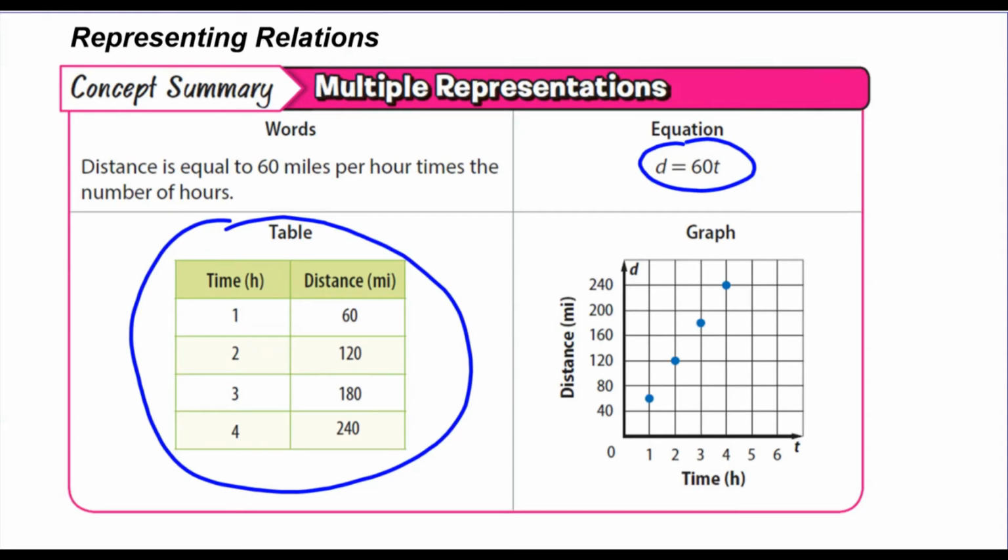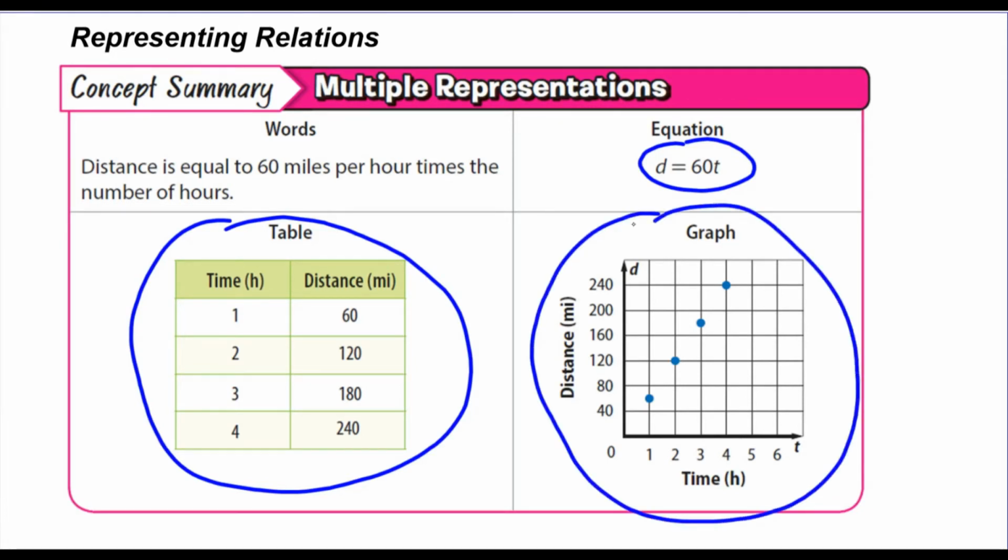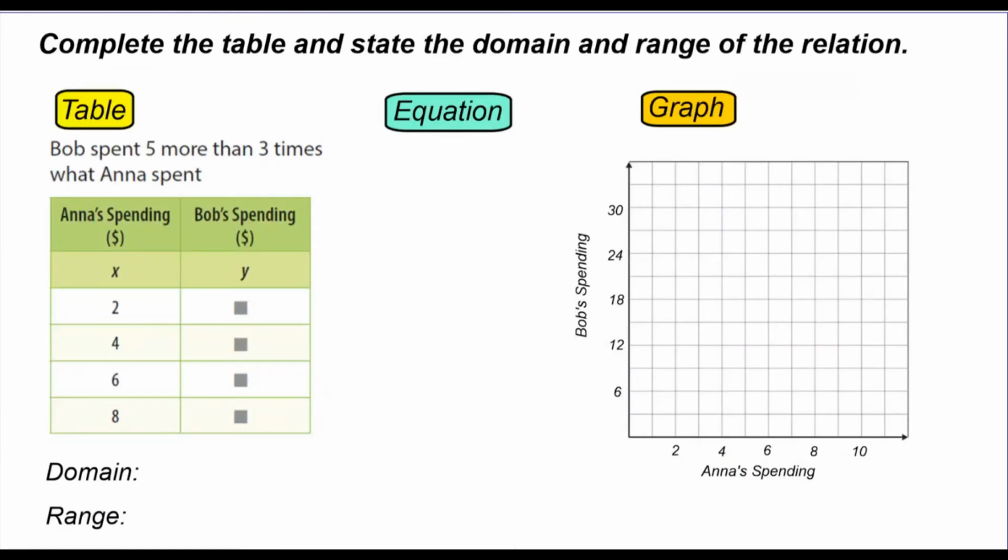If I travel for 1 hour, I go 60 miles. 2 hours, I go 120 miles, and so on and so forth. I can also represent the same relation in a graph. If I graph those ordered pairs, 1 hour is 60 miles, 2 hours is 120 miles, 3 hours is 180 miles, and so on. So different ways we can represent relationships between two quantities. Okay, this is a critical concept when it comes to algebra. Words, equations, tables, and graphs.